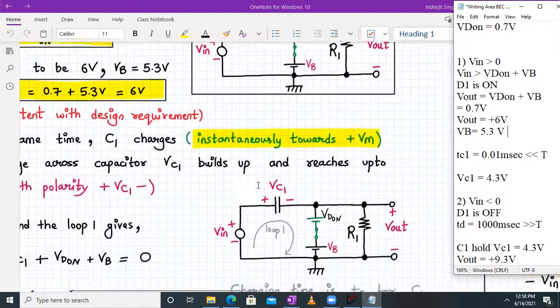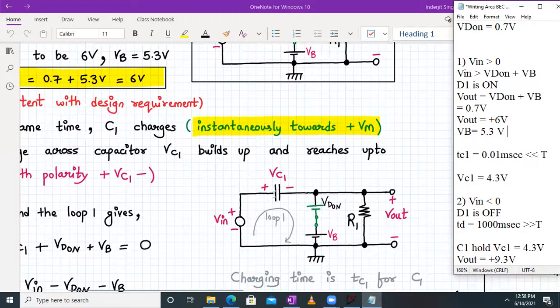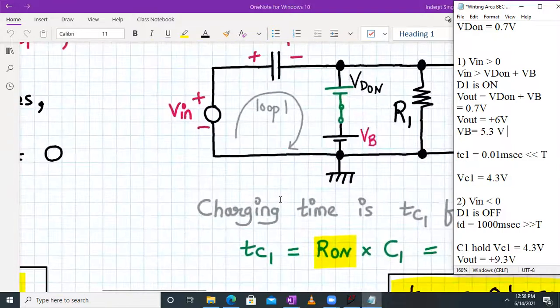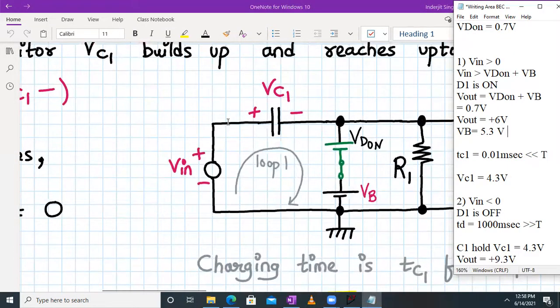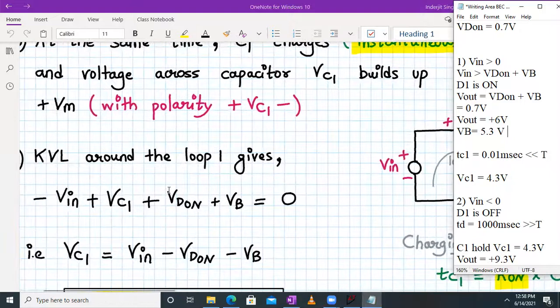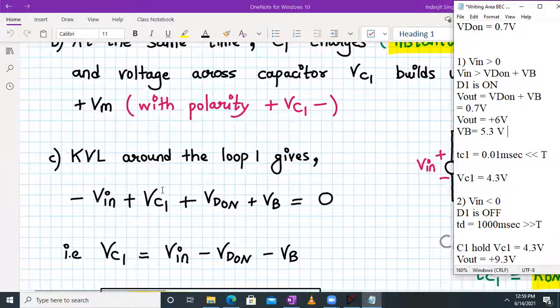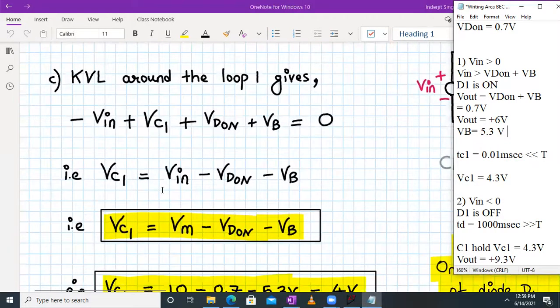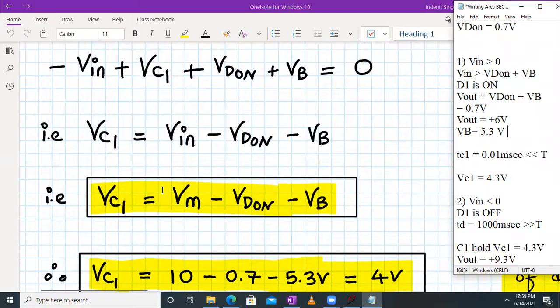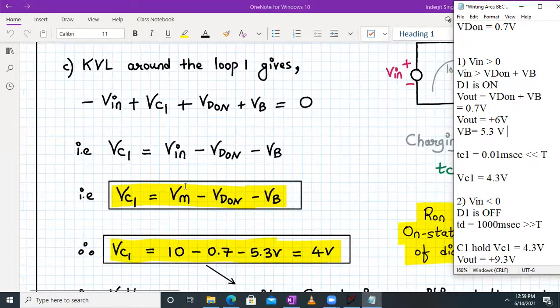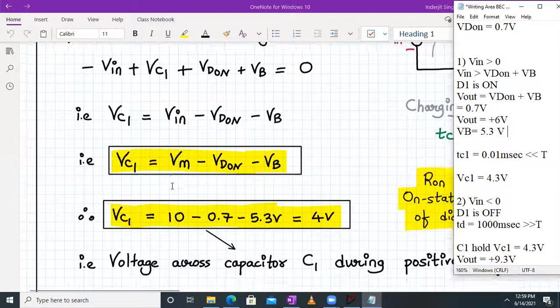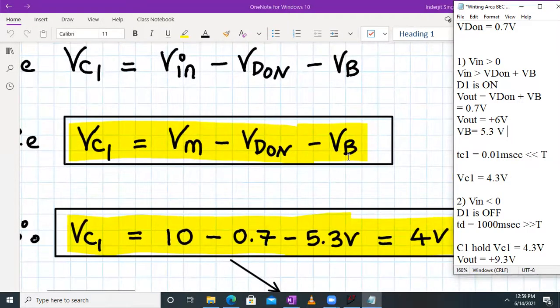Okay, and the voltage across the capacitor will build up with a plus and minus polarity as follows: plus minus from left to right. Now if we apply KVL in this loop, you will get minus Vin minus Vd minus Vc1 plus Vd on plus Vb equal to 0. So minus Vin plus Vc1 plus Vd on plus Vb equal to 0. So Vc1 is Vin minus Vd on minus Vb. In the positive half cycle, Vin is plus Vm, so Vc1 will be equal to Vm minus Vd on minus Vb.